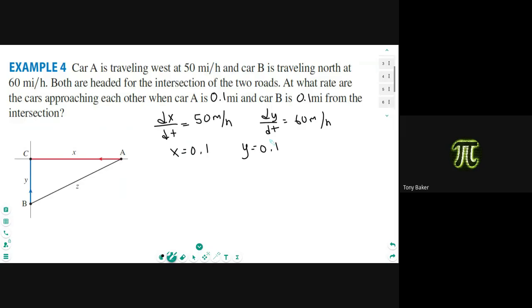And I want to know what? What do I actually want to know? We want to know how fast that's changing, because that's how fast they're getting closer together. So we want dz dt.